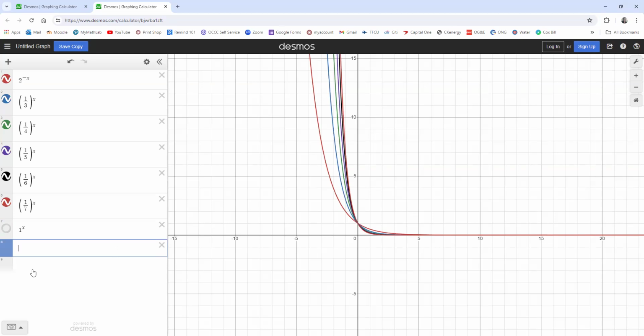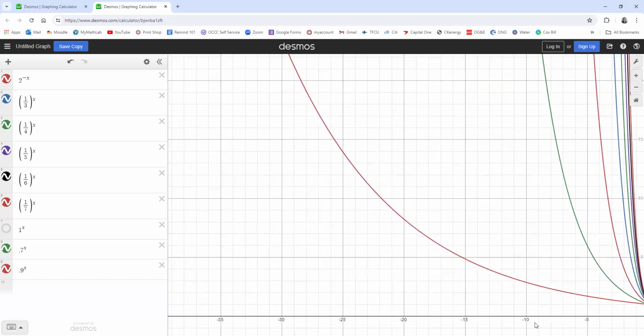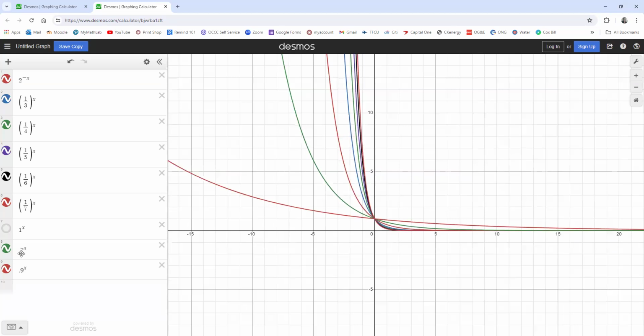So if I have maybe 0.7 to the x, that gets a little bit more shallow. 0.9 to the x, there we go, even more shallow, but you can still see that is decreasing, just decreasing not nearly as quickly. So the closer these numbers get to 1, the more leveled out they get. The further they get from 1, the more steep they get right there.